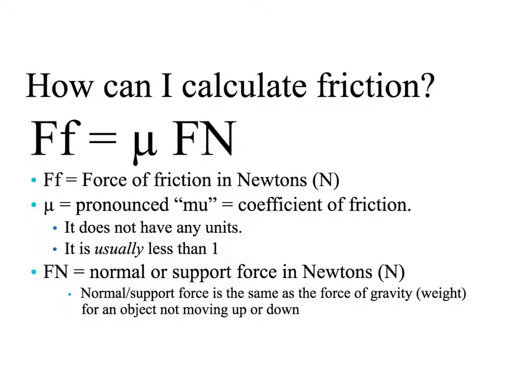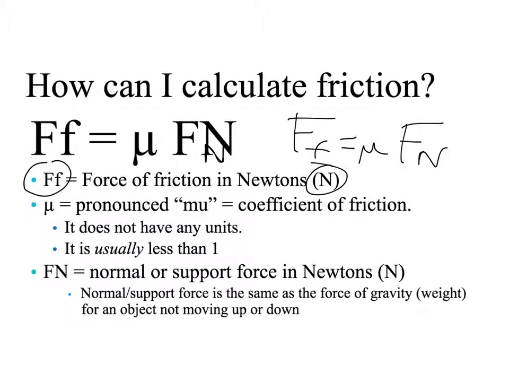If I wanted to calculate the force of friction, which is just mu times the normal force, let's take a look at it. So it should be force of friction is equal to mu times the normal force. The force of friction, since it's a force, is going to be measured in newtons. Mu, which is this Greek symbol right here, is considered the coefficient of friction.